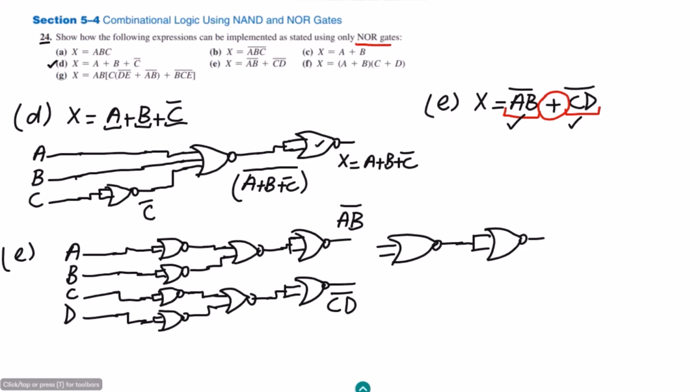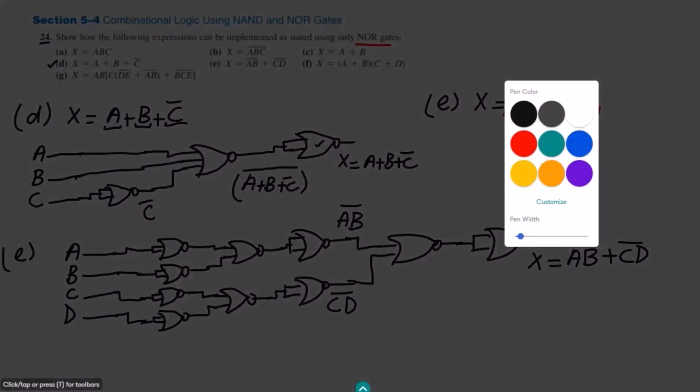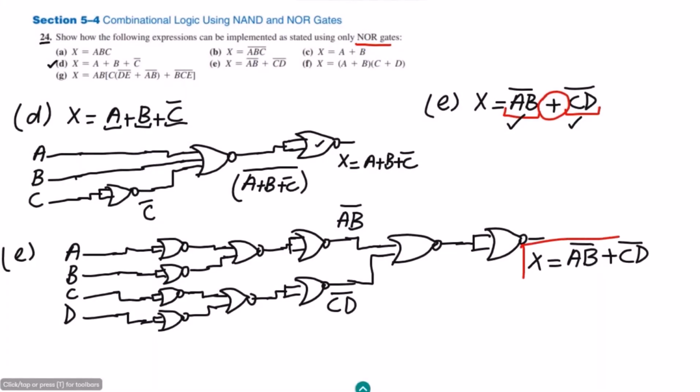So at the output of it we will get what? The addition of both of them. So let me apply it here and here. So at the output of it, what would we get? We would get AB whole complement plus CD whole complement. Okay, so that is the output.